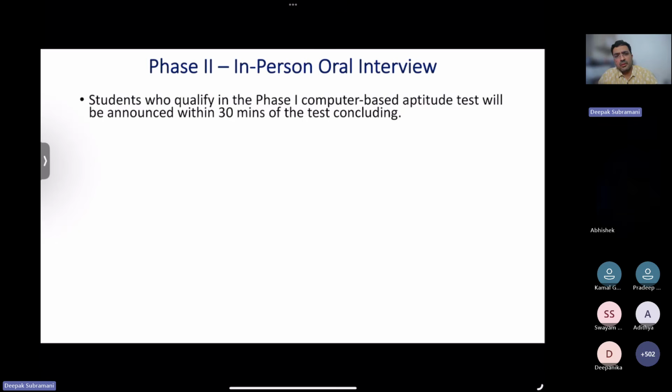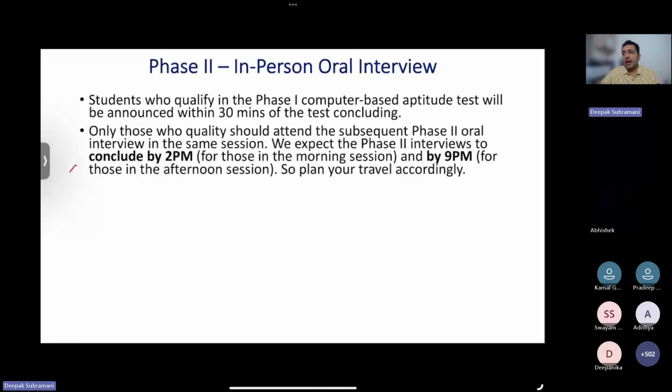We hope that in the morning session, by 10 o'clock, our oral interviews will start, and in the afternoon session, by 3 o'clock. It depends on how you cooperate, how you come on time, and write the exam. So we must keep that schedule. As I said, only those who qualify in phase one can attempt the in-person oral interview.